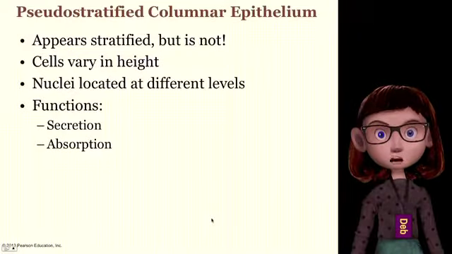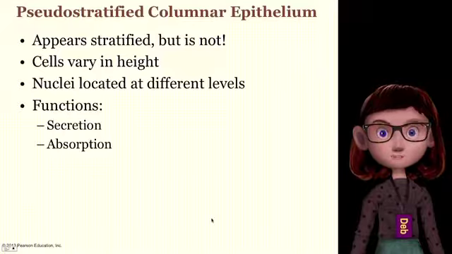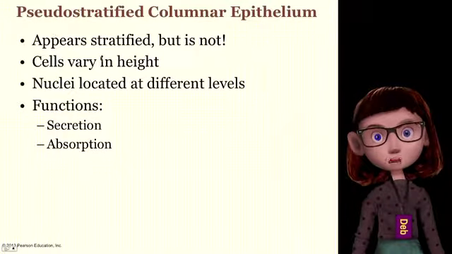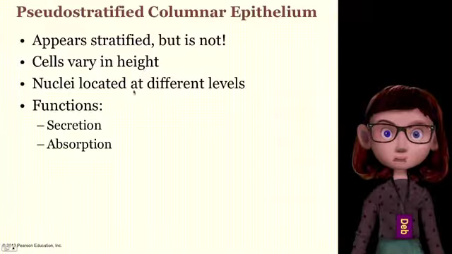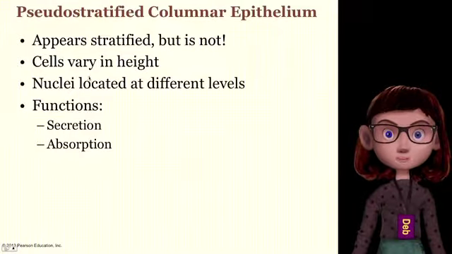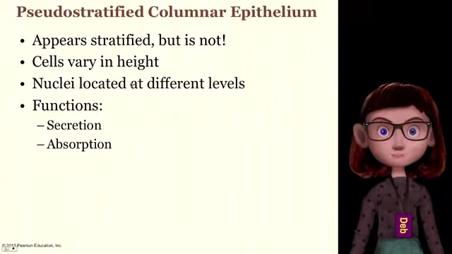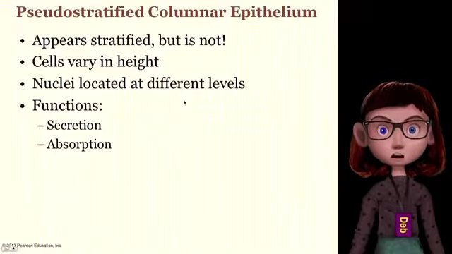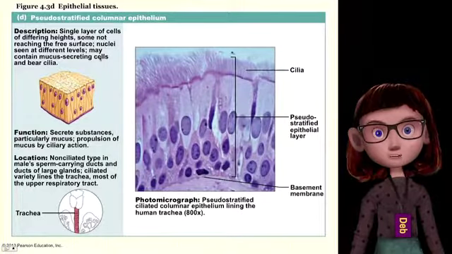There's another type of epithelium. It looks stratified, but it's not. It's pseudostratified columnar epithelium. Pseudo means fake. So it appears stratified, but it's not. And that is because the cells, even though they're only one layer thick, each cell can vary in height. You would see the nuclei located at different levels among these cells. And again, the function is secretion and absorption. This is showing the illustration.